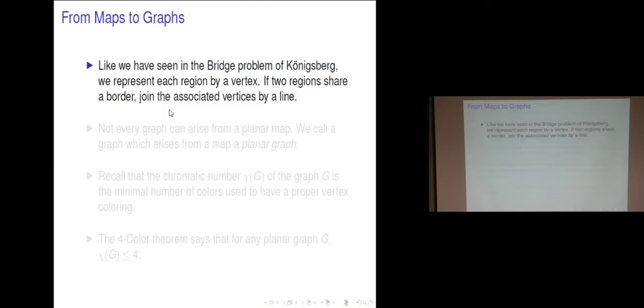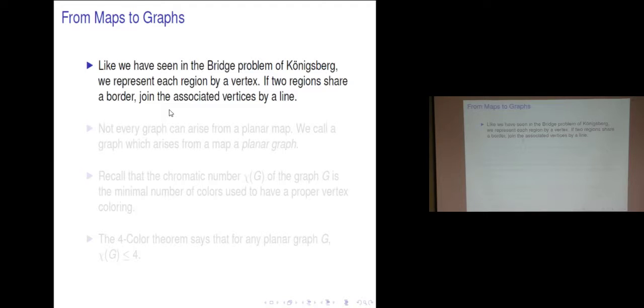Now in this problem, again, we use the same idea. So we look at two regions. If they share a border, we add an edge. So say Singapore and Malaysia, they share a border. So if Singapore is a vertex and Malaysia is another vertex, we add an edge between Singapore and Malaysia.